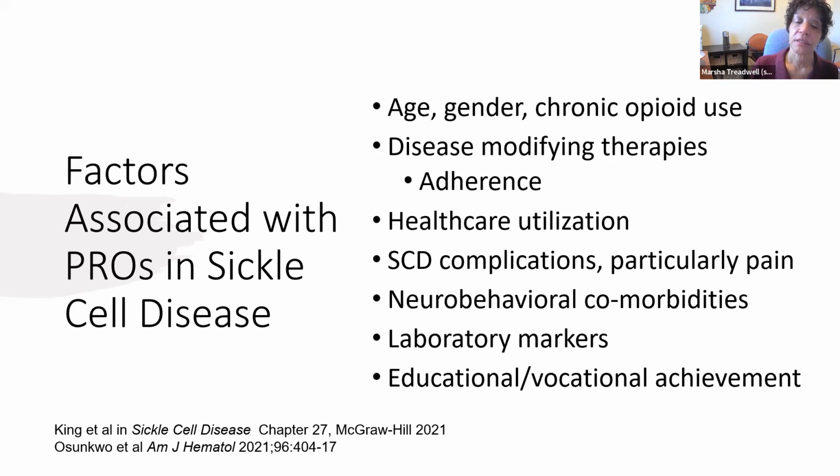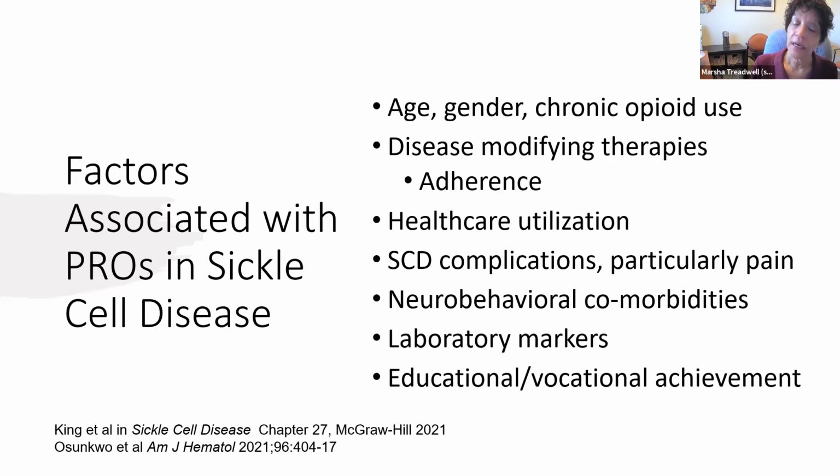Neurocognitive challenges, a few laboratory markers such as anemia, but also if you think about genotype, only one study really consistently shows that hemoglobin SS or S beta 0 is consistently associated with worse health-related quality of life or patient-reported outcomes. So in other words, there's so much variability within individuals, you can't just use genotype, which is the importance of these types of outcomes.